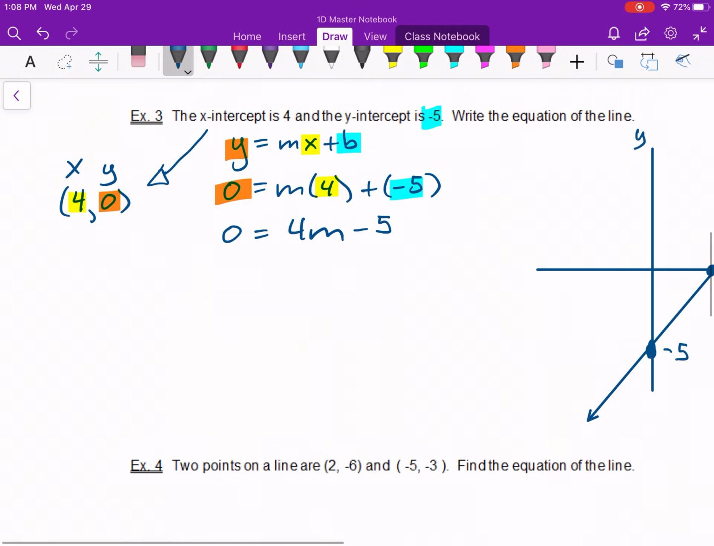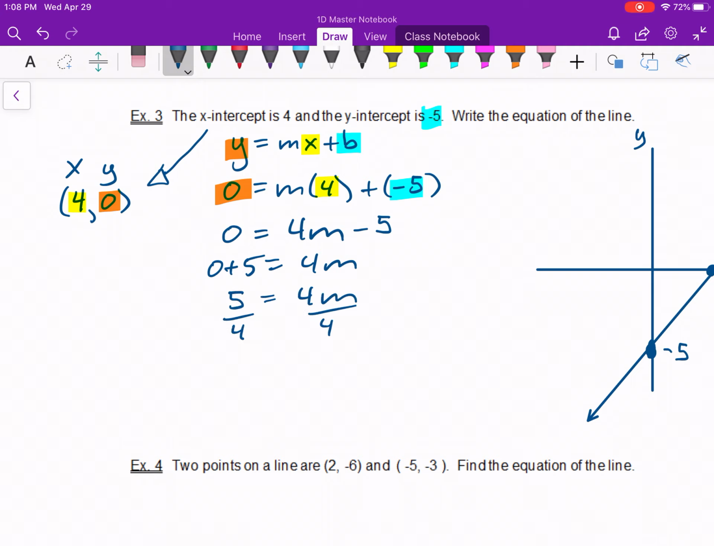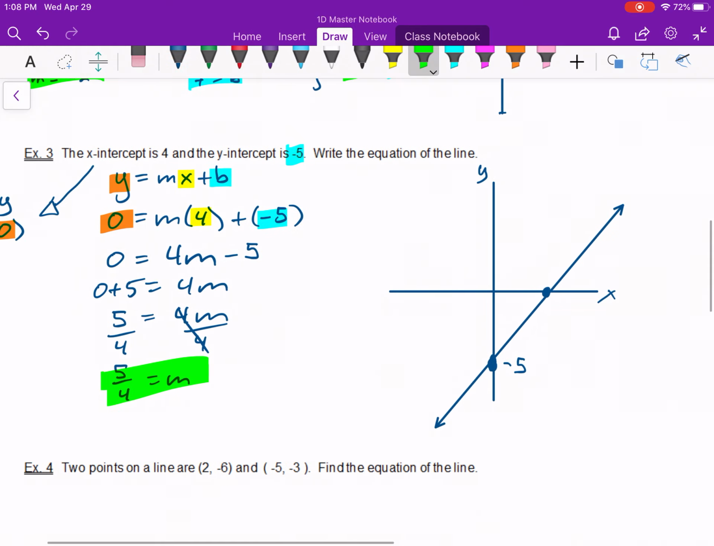We're going to isolate m by adding 5 to each side, first of all. And then we're going to divide each side by 4. And what we're left with is 5/4 equals m, or m equals 5/4. Again, it doesn't matter which side the variable's on, but now I know what m is. Y equals 5/4 x minus 5.